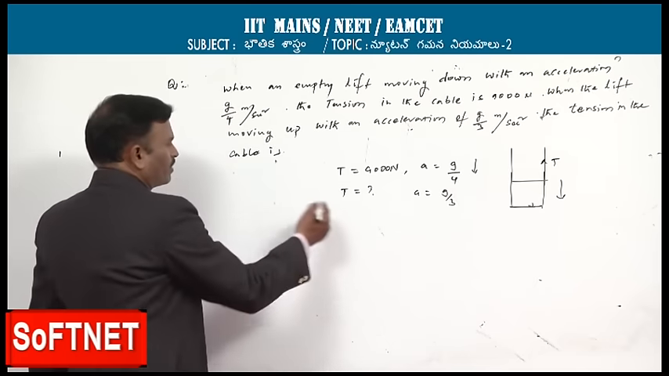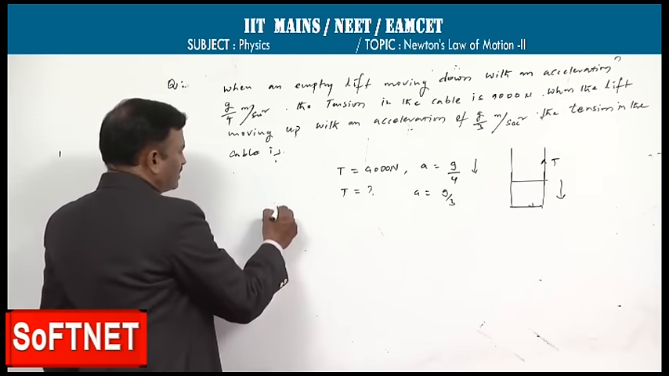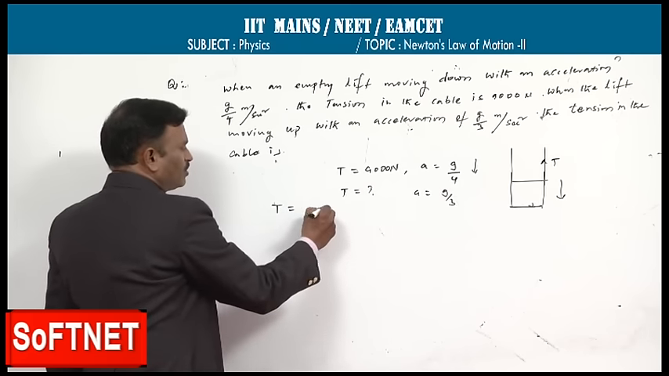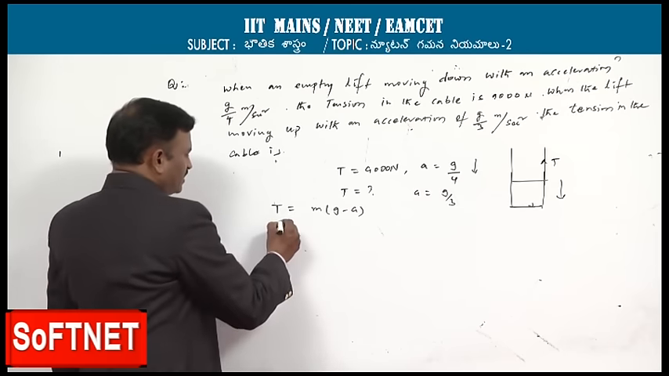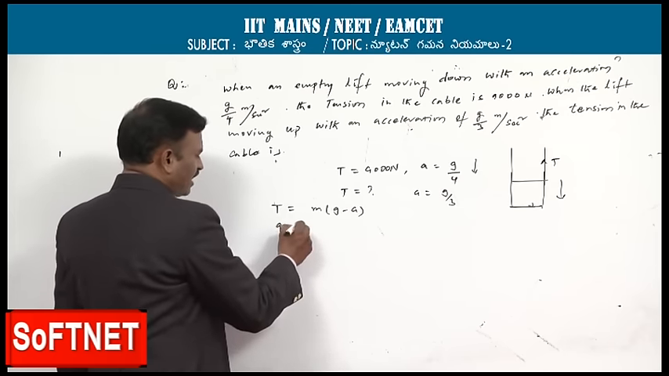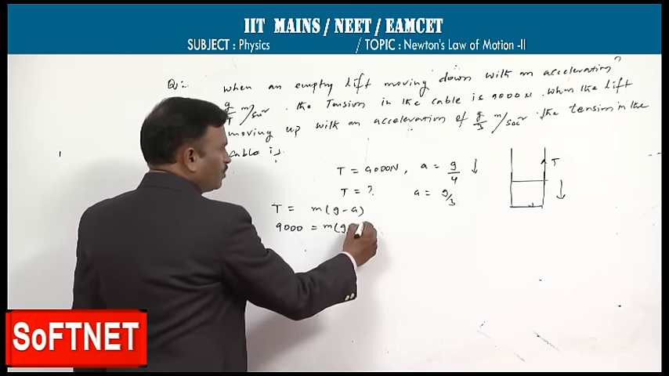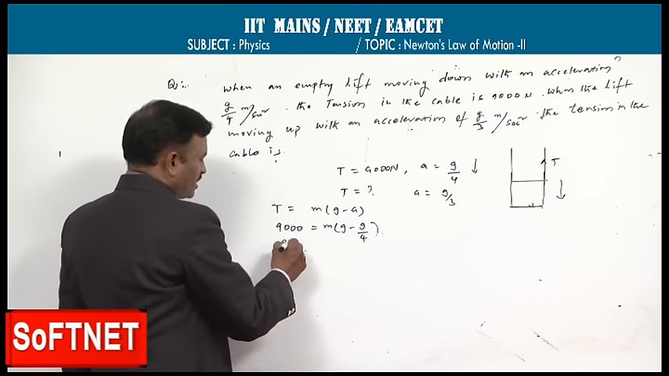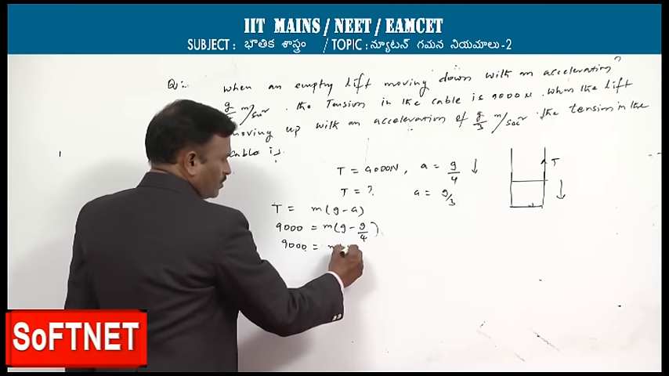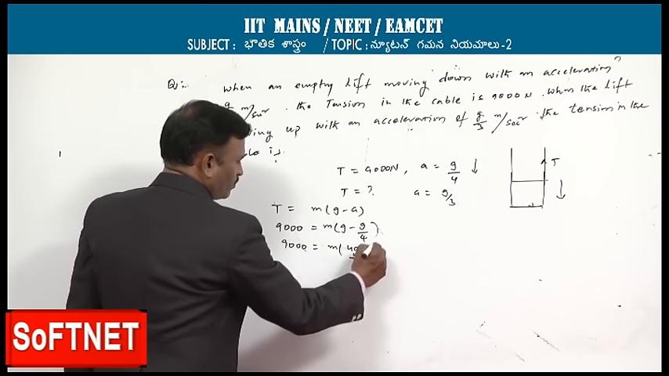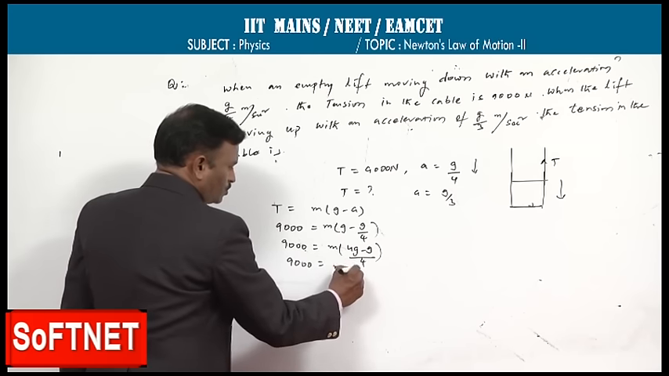So now what do we have to do? Before that, the mass can be determined by writing the two equations. Similarly, we can write, as the first case, tension T is equal to m into g minus a when the lift is moving down. Here T is given as 9000, m we don't know, g is g only, but a we know is g by 4. Here 9000 equal to m into (4g minus g)/4. So 9000 equal to m into 3g by 4.